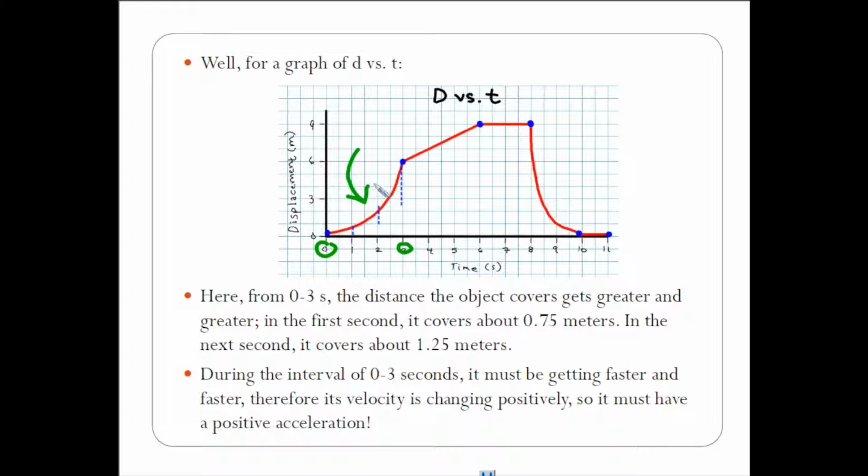During this section of a displacement versus time graph, I am accelerating. Because the slope of my graph is always changing, I end up getting a parabolic shape. In fact, whenever you see a parabola on a displacement versus time graph, that is a clear indication that the object is accelerating. During the interval of 0 to 3 seconds, you should see that it's getting faster and faster. Therefore, its velocity is changing in a positive way, so it must have a positive acceleration. In this case, getting faster and faster.